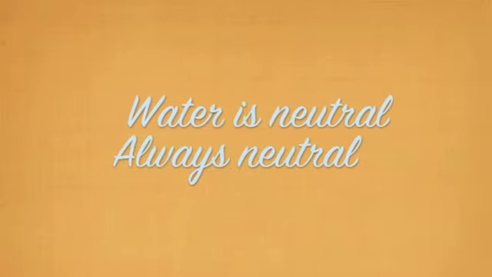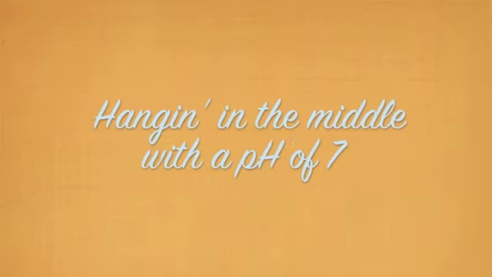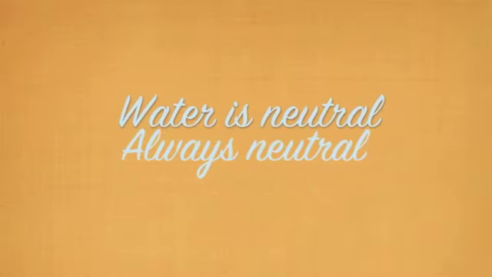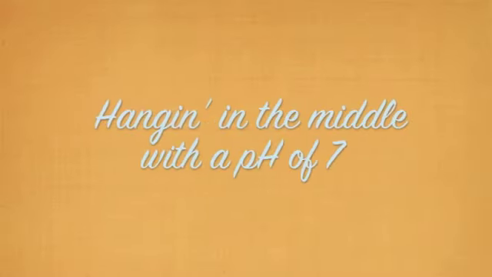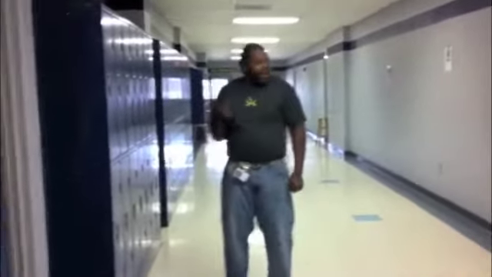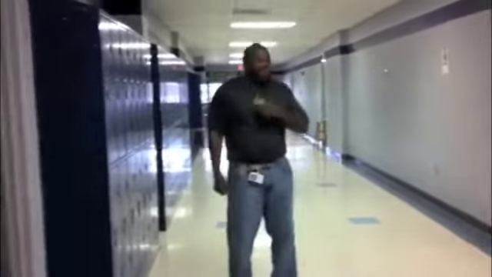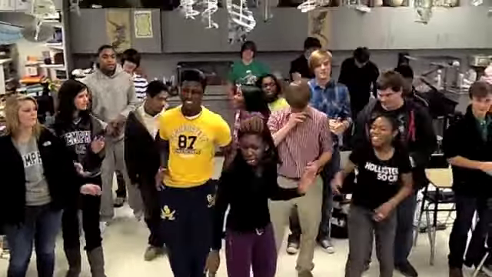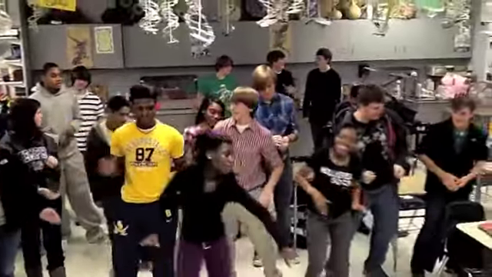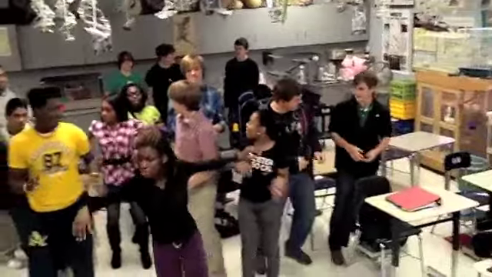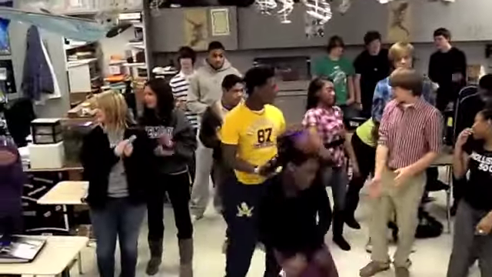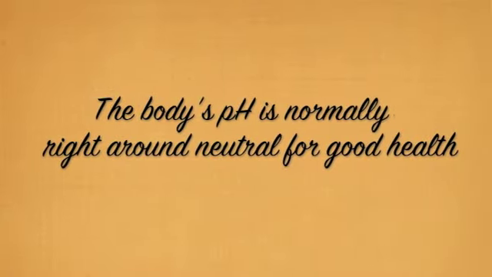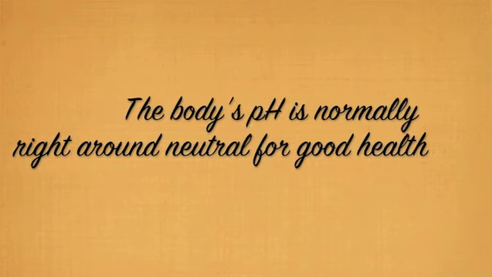Water is neutral, always neutral, hanging in the middle with a pH of 7. Last verse. Here we go. The body's pH is normally right around neutral for good health.